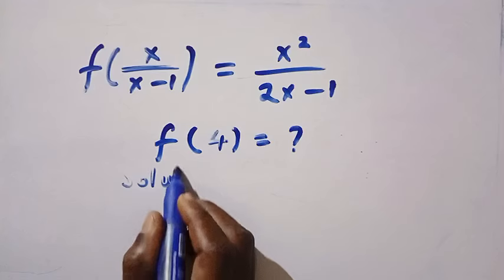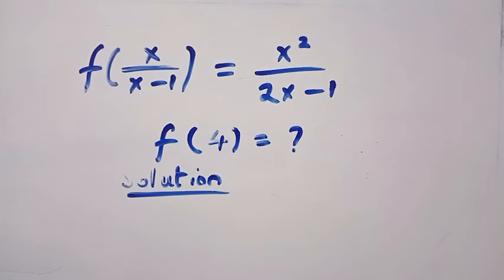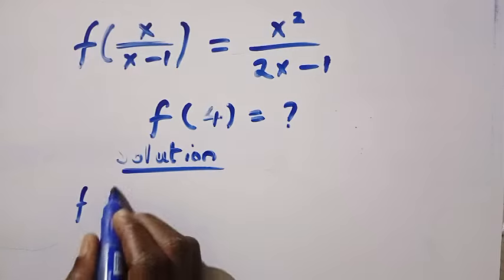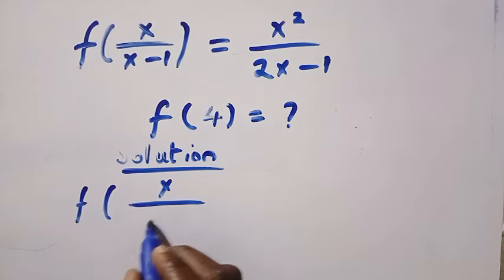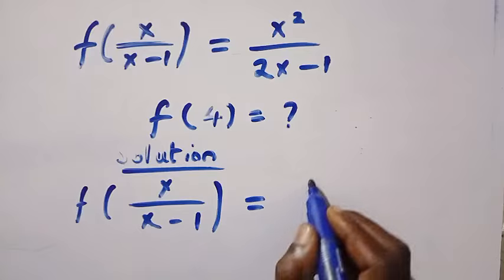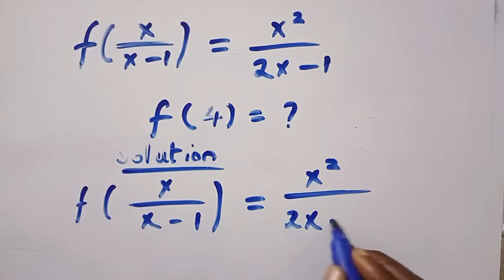When we consider the solutions, I will apply the substitution method to solve this. So we have f of x divided by x minus 1 equals x squared divided by 2x minus 1.